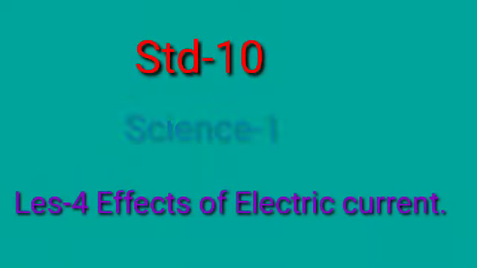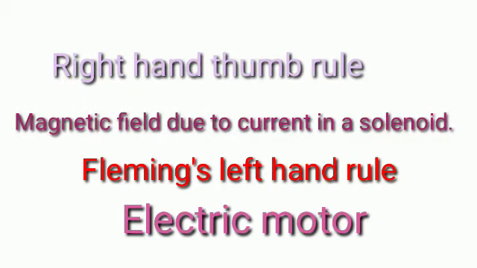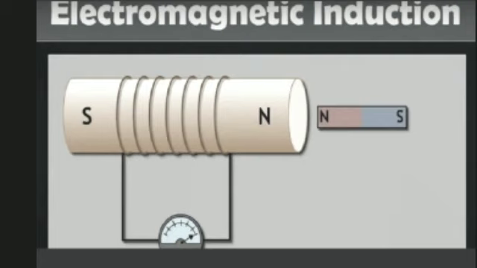We have already started lesson number 4, that is effects of electric current. In the previous video, we have studied right hand thumb rule, magnetic field due to current in a solenoid, Fleming's left hand rule, and the last topic is electric motor. Next topic is electromagnetic induction.